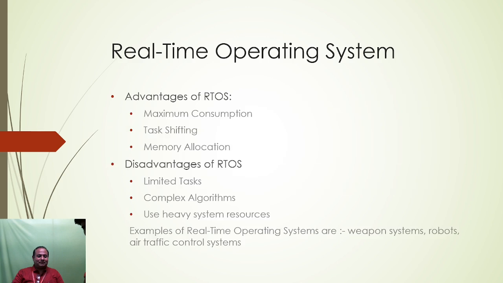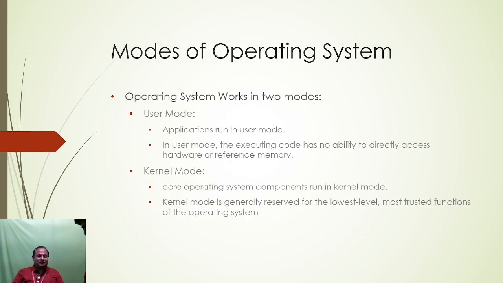And this is the advantage of a real-time operating system. It can maximize the consumption, you can easily shift the task, and the memory allocation will be good on the real-time operating system. But the disadvantages of real-time operating systems are that it can only do limited tasks, it cannot perform complex algorithms, and it cannot be used for heavy system resources. For example, real-time operating systems are used in weapon systems, robots and traffic control systems.